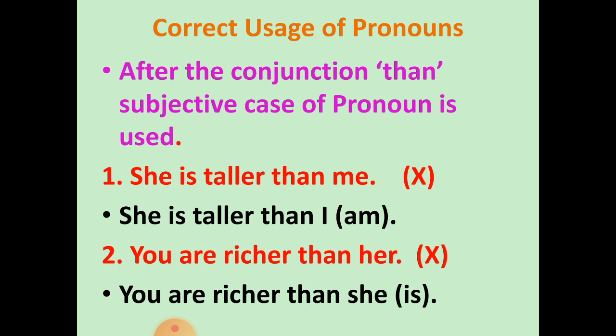Now let's move further to the different ways in which you can use pronouns correctly. So first, after the conjunction "than," the subjective case of the pronoun is used. Now what is the subjective or nominative case? When a pronoun is used as the subject. It means there we will not use him, we will use he. We will not use me there, we will use I there.